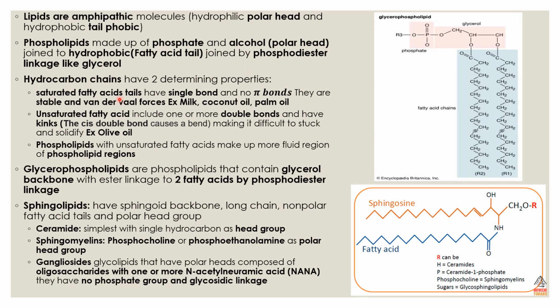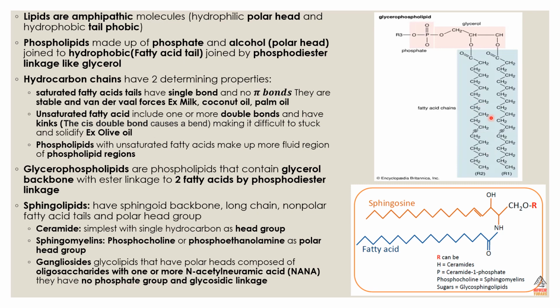So saturated fatty acid tails have single bonds, no pi bonds. Single bonds, like I mentioned before, like sp3, are weak and stable, and they have van der Waals forces, like for instance milk, coconut, and palm oil. And then you have unsaturated fatty acids, and these include one or more double bonds, right?